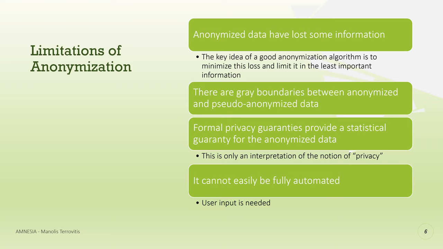Privacy is a social notion. Sometimes some information that can be leaked or inferred might be enough to break the user's privacy, whereas every statistical guarantee holds. This is a more philosophical problem in a way, because if according to GDPR you have taken all reasonable measures, then you have adhered to the law. And because till now we lack experience in practice, there's no years of usage of these methods, it cannot be fully automated. You need some user input and decisions have to be taken.